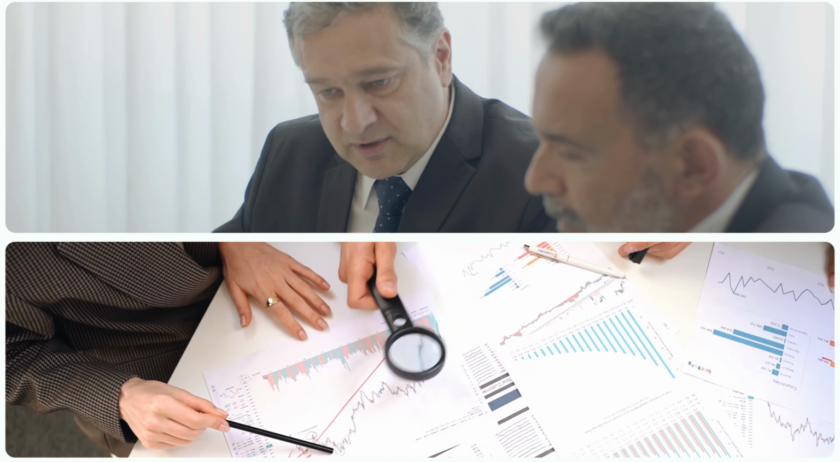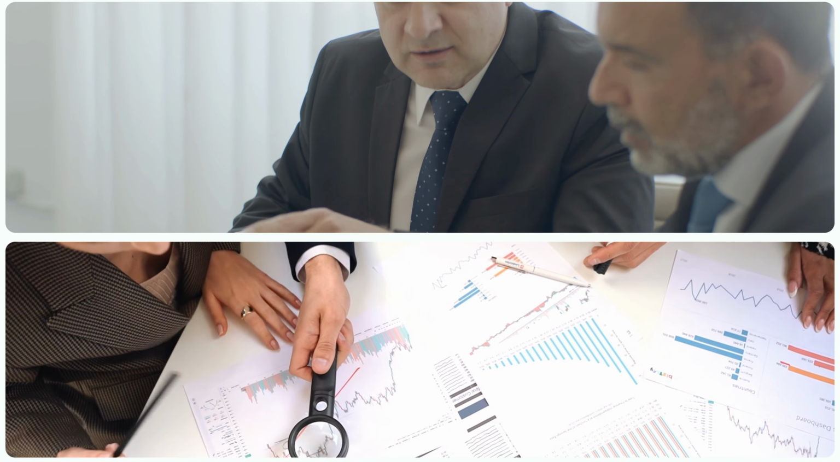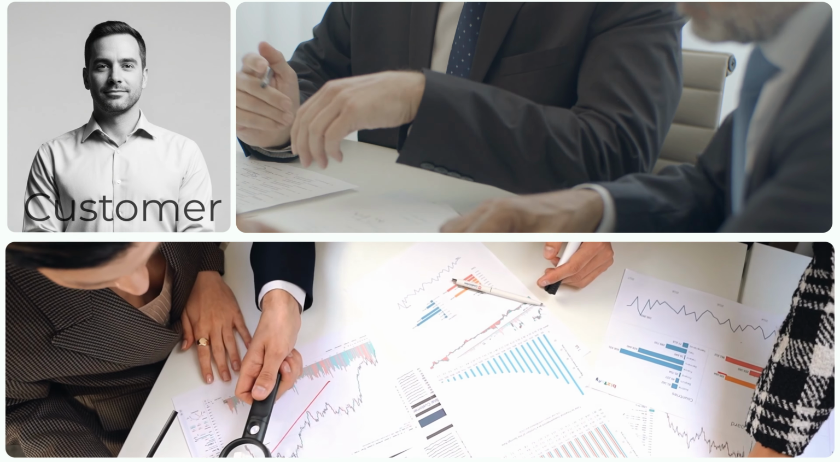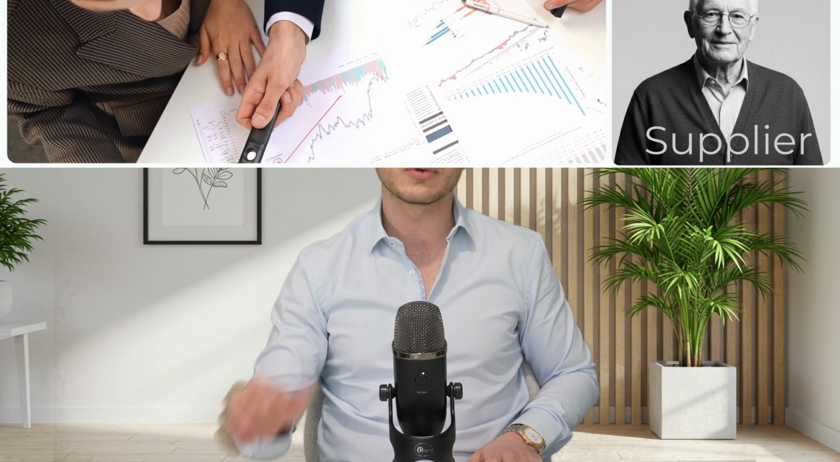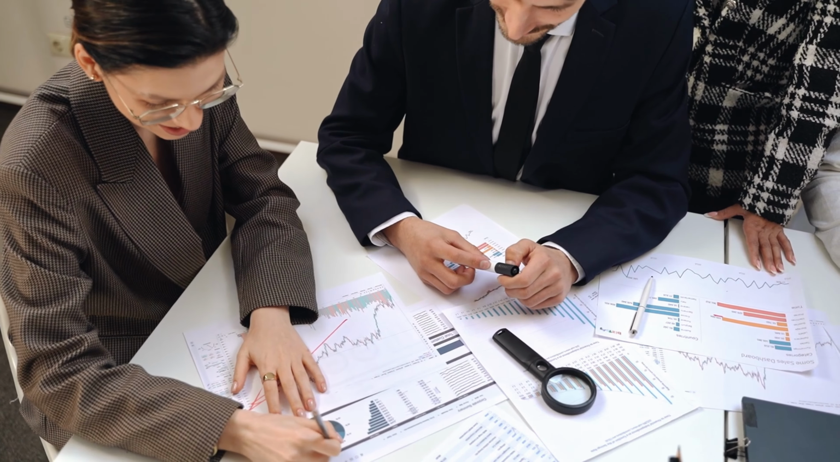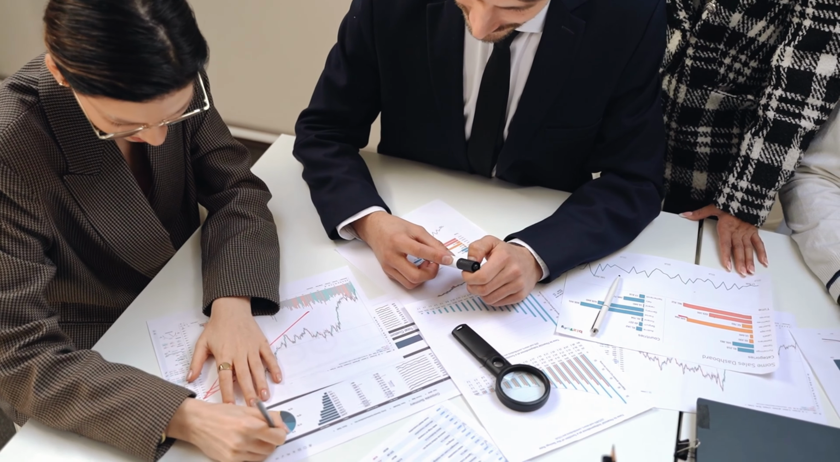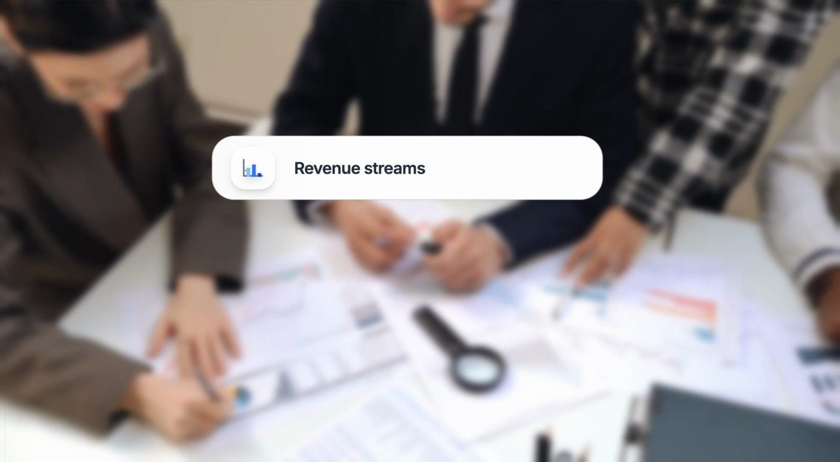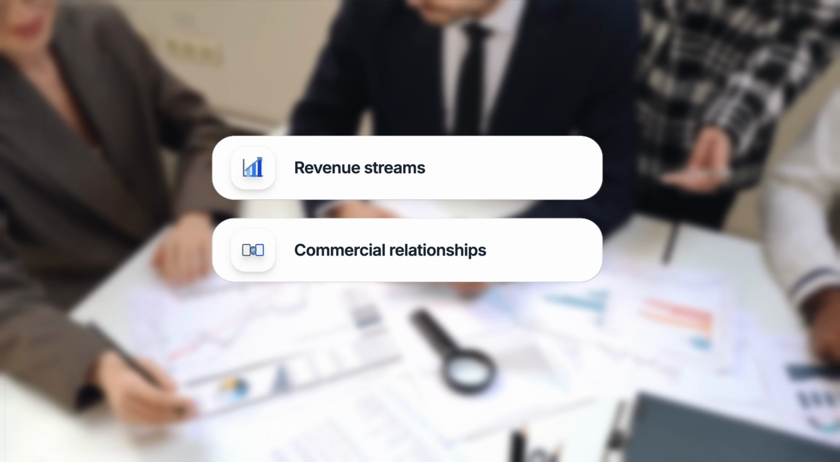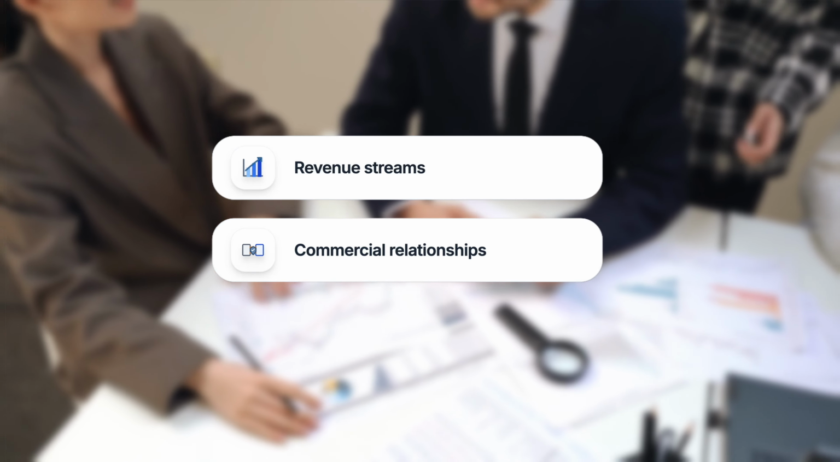Well, stay with me. Commercial due diligence looks at the most important contracts that the company that you're looking to buy is a party to. This typically includes looking at the material customer and supplier contracts. And of course, you'll also want to check the standard terms of business that the company uses. These contracts are often the most valuable part of the business. They represent the company's revenue streams and its key commercial relationships. If something is wrong with these contracts, it directly affects the value of the business.